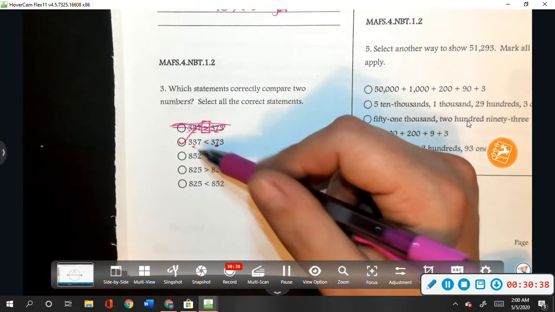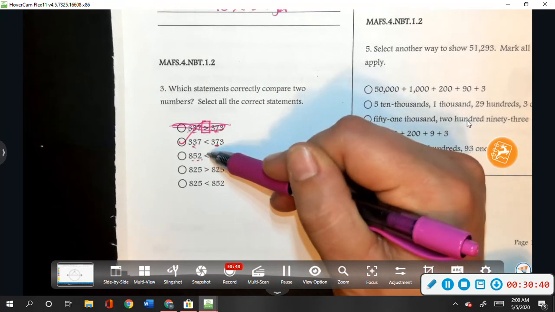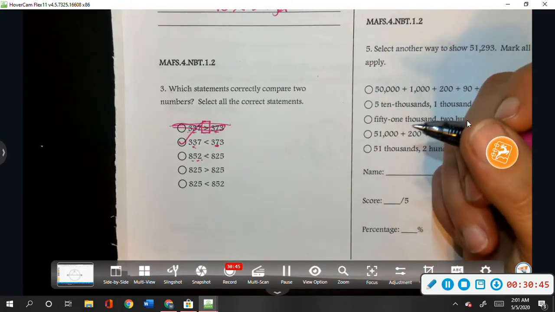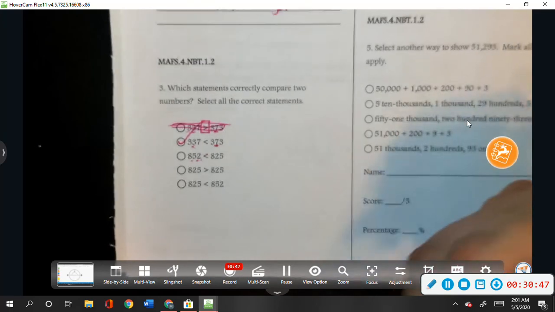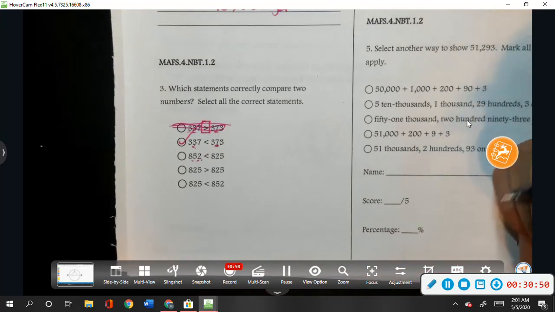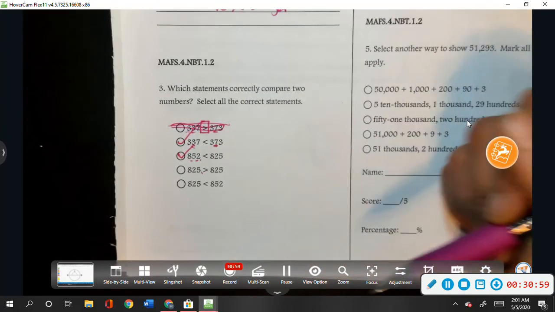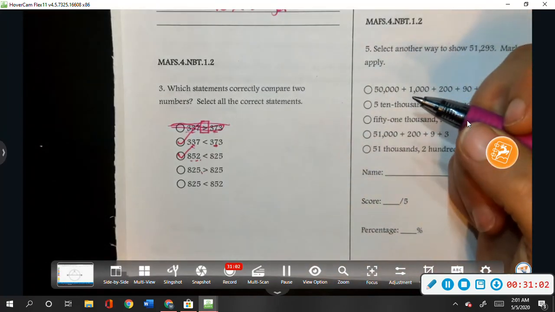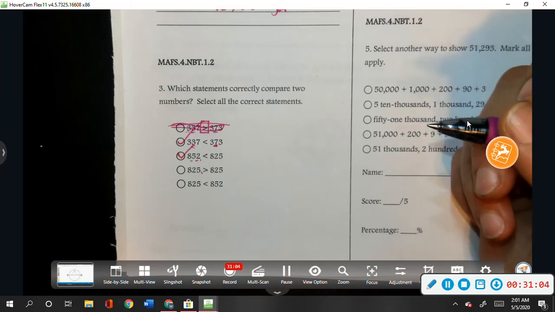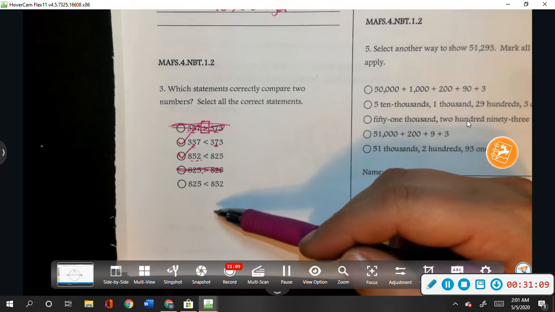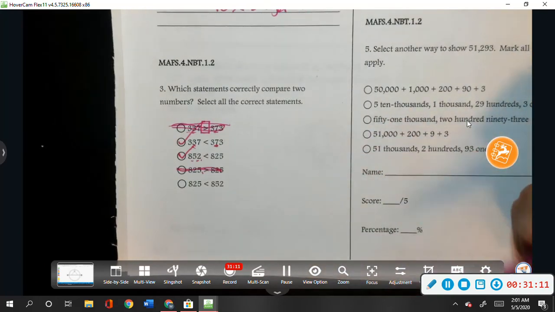This says 852 is less than 825. If you think of that in terms of money, I have $852. You have $825. Who has the most money? You do. 825 is greater than 825. I just said the same numbers. So that can't be greater. They're equal. So we're going to cross that one off. And then we have 825 is less than 852, which is true.